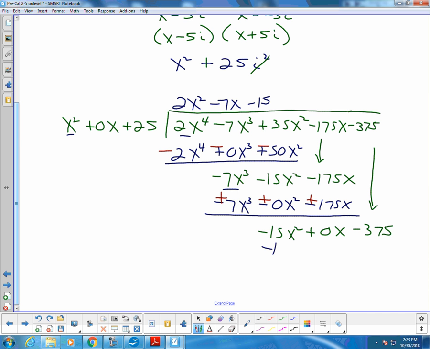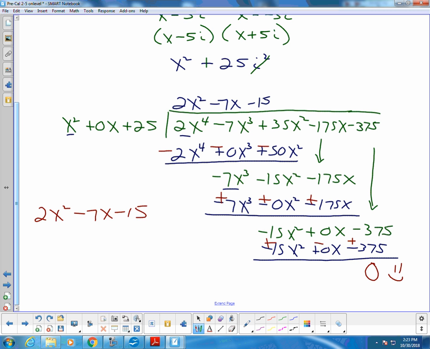So we get negative 15x squared plus 0. What's the remainder got to be, guys? It's got to be 0. You are dividing by a known factor. If your remainder is not 0, you did something wrong. Okay? So our answer is our quotient here, my quadratic. And I still need to factor that.